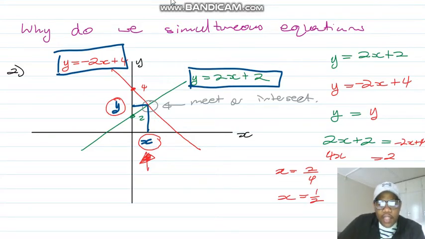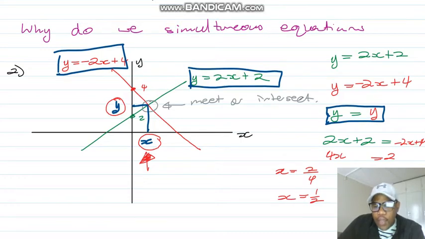This function was given as y is equal to 2x plus 2. This other function was given as y is equal to minus 2x plus 4. Because we realize that we both have y's in our function, what we just did is that we equated them, right? And we solve.